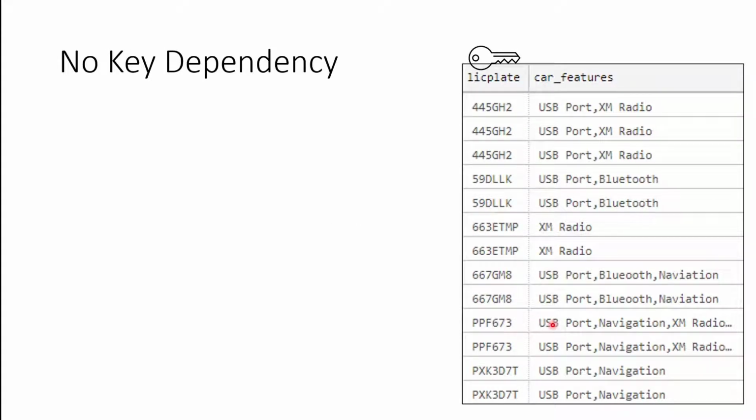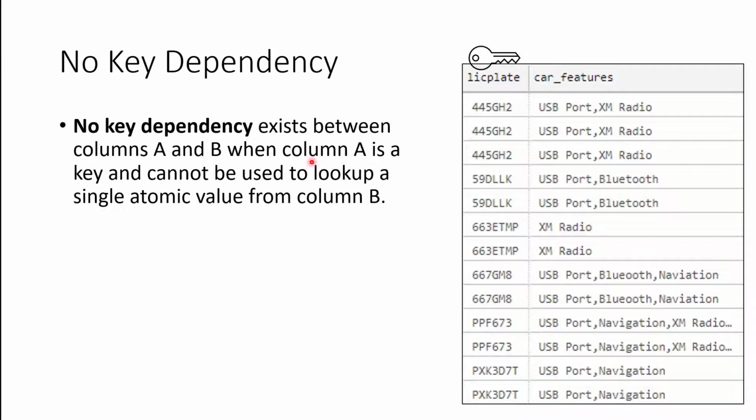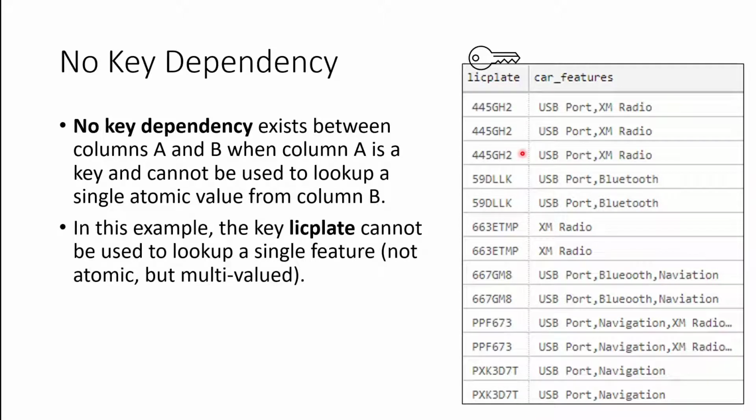So here's no key dependency. A no key dependency means that you cannot use the key to find the value in the other column. So a no key dependency exists between columns A and B when column A is a key and cannot be used to look up a single atomic value from column B. I can use column A to get this USB port, XM radio, but I cannot use column A to just get XM radio or just get USB port. So in this example, license plate cannot be used to look up a single feature, that is, one value.